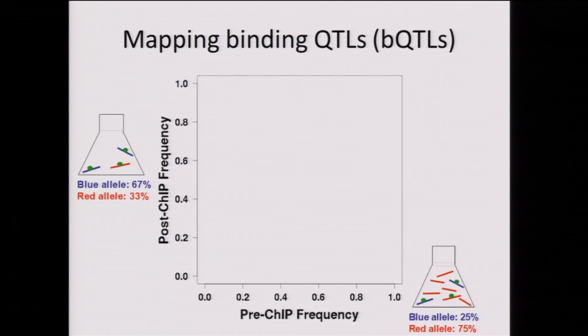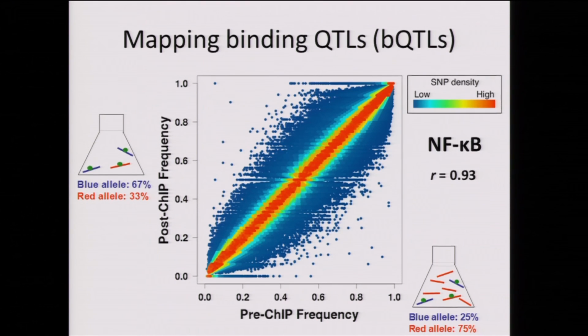And the way that we visualize it is by taking each SNP and plotting its allele frequency before the ChIP on the x-axis and after the ChIP on the y-axis. And so the vast majority of SNPs, when we do this for one TF here, shown for NF-kappa B, are right on the diagonal, which is where you'd expect if they have no effect on binding. But we do see quite a number of SNPs falling off the diagonal as well. And those are these binding QTLs that we're interested in.